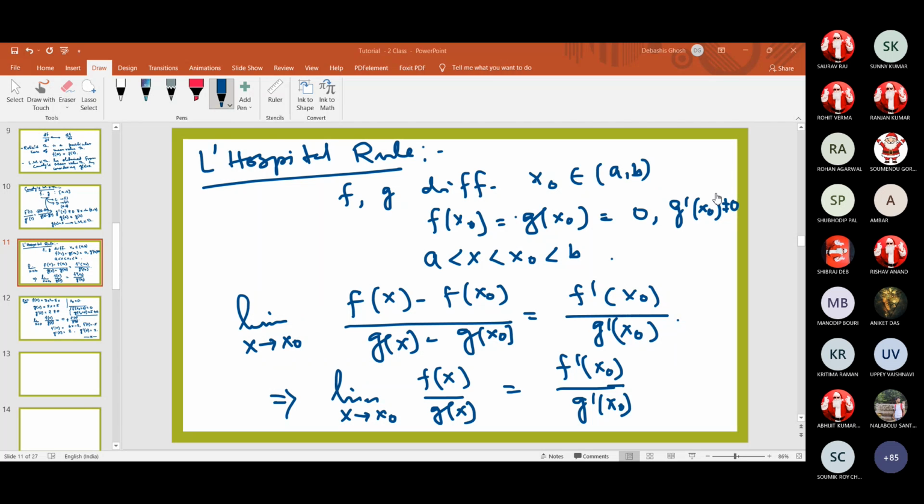Sir, in that concept you have written that f of x0 equal to g of x0 equal to 0, na? Yes. But in the next example, g of x0 is not equal to 0. Yes, that I am saying, that if the condition is not satisfied, the limit will not come to the same. That f of x0 and g of x0 equal to 0 is an important point, or we can say the necessary condition. Okay, that has to be.